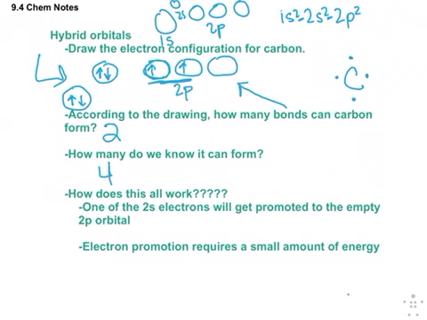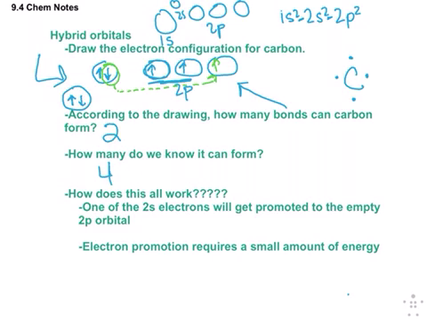That's awesome. Yeah. So you take an arrow, which represents an electron, from the s and bring it to the p. Yeah, this electron gets promoted into this orbital. Okay, that's called electron promotion.